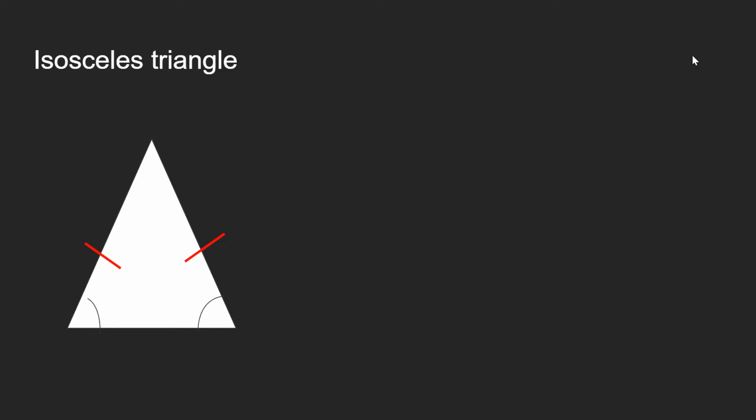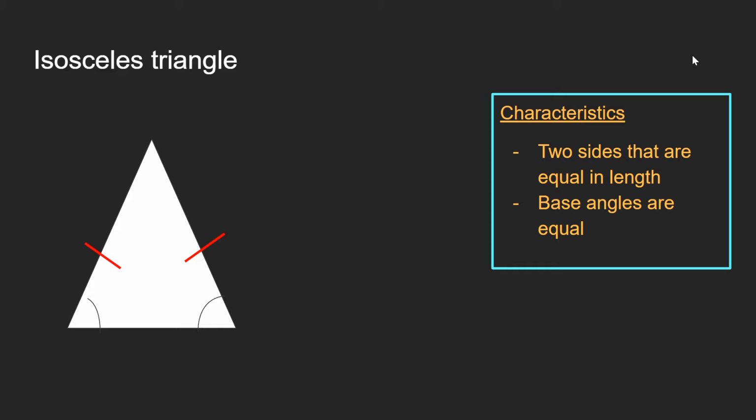Next is the isosceles triangle. This is a more special triangle. It has two sides that are equal in length, which is marked out in red there, and their base angles are equal. So the angle here and the angle here are equal. This is something that is very important.